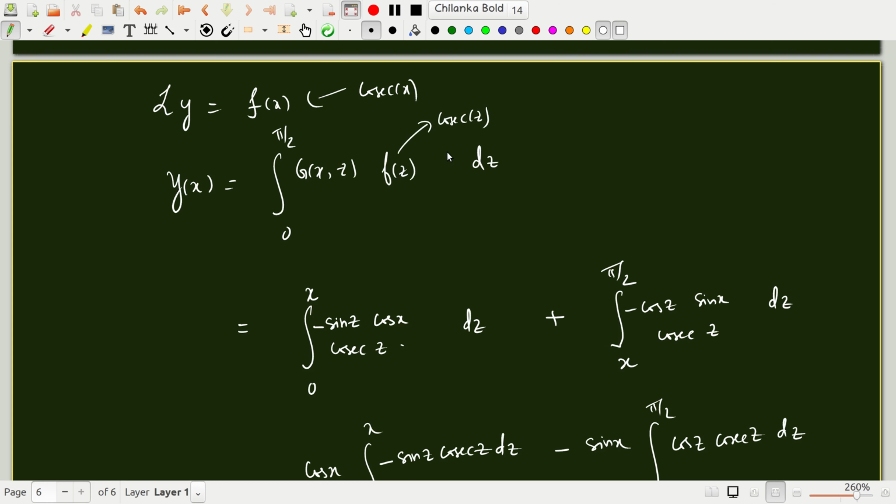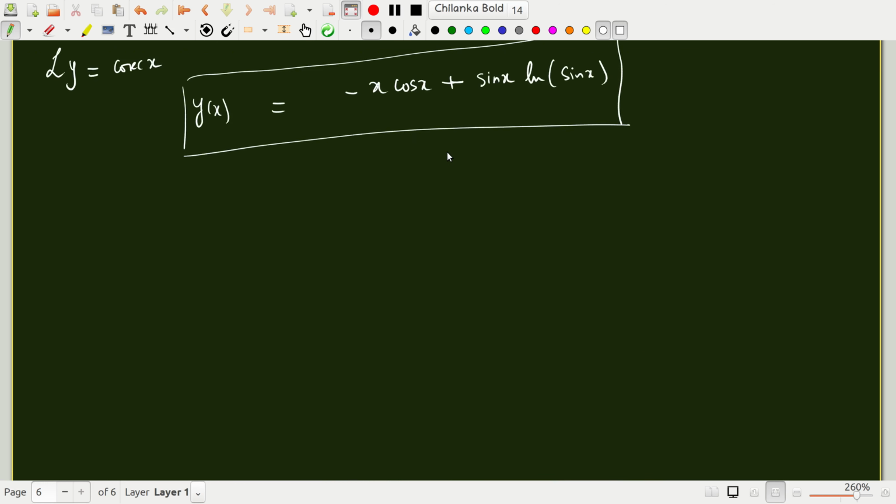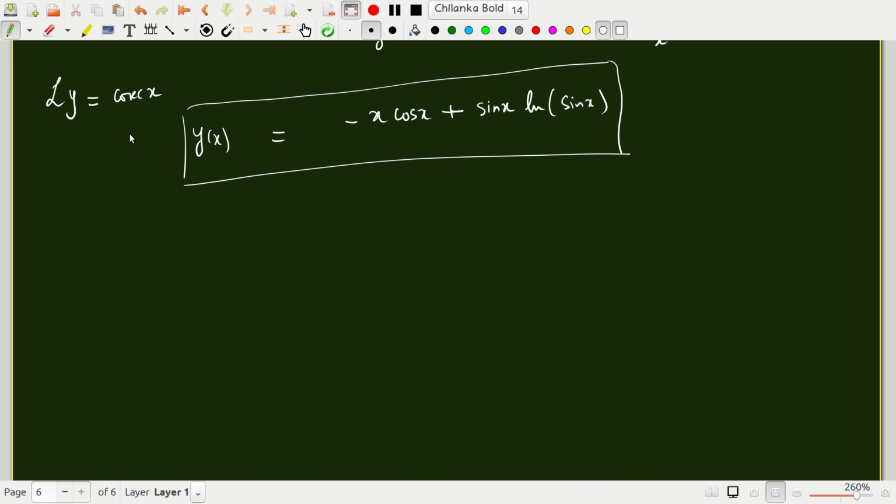But the power of the Green's function method is that once you have found the Green's function, you can solve it for any functional form f of x. It need not be just for the given function. If somebody gives you another function, you simply have to do the integral once again, because you have already found the Green's function once.